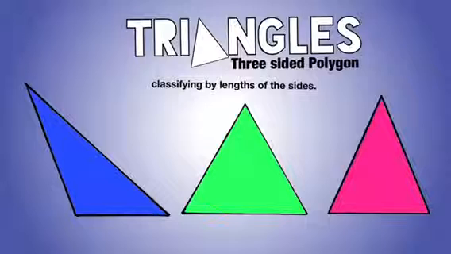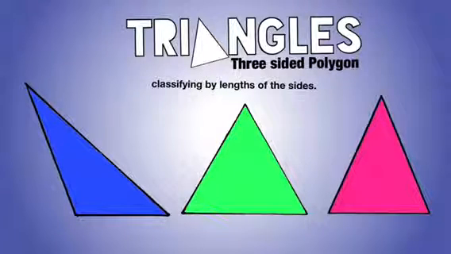Now let's look at triangles. A triangle is a three-sided polygon. You can classify triangles by both the lengths of its sides and the measures of its angles, but we're going to first start by talking about the lengths of its sides.